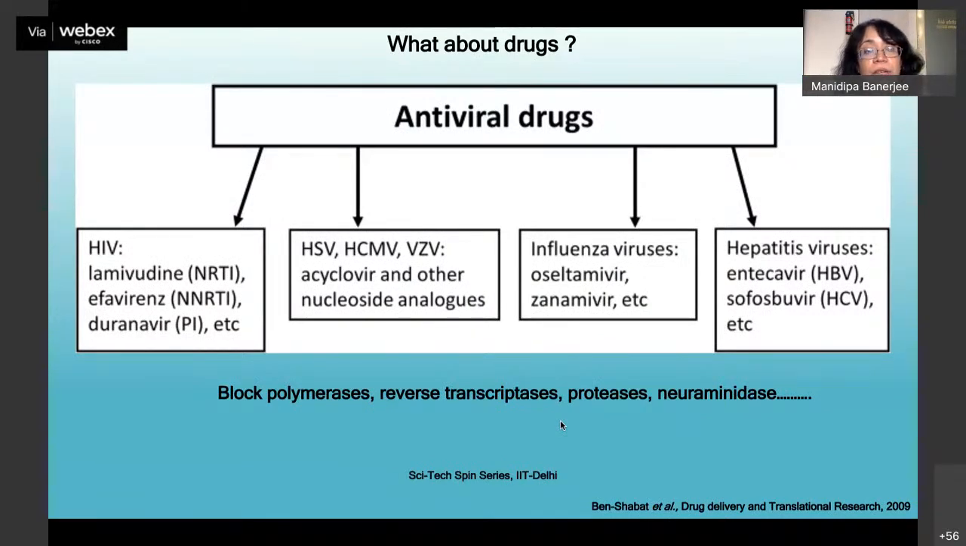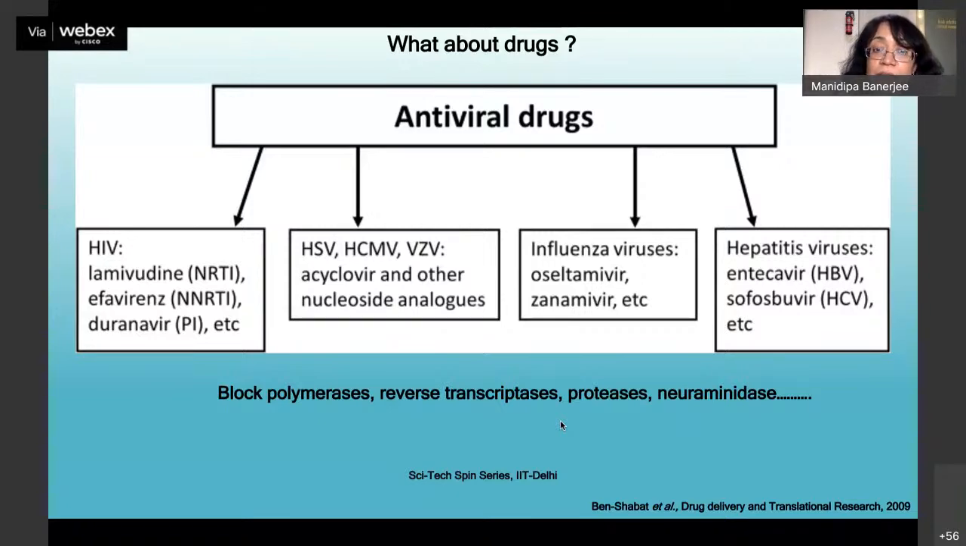Like, for example, making RNA from RNA. We never make RNA from RNA, so we do not have an enzyme to make RNA from RNA. But viruses do. They make RNA from RNA because they carry an RNA genome. We only make RNA from DNA, right? So we can target those enzymes, which are called RNA-dependent RNA polymerases, that the virus carries, because it knows that the host cell does not have it, right?